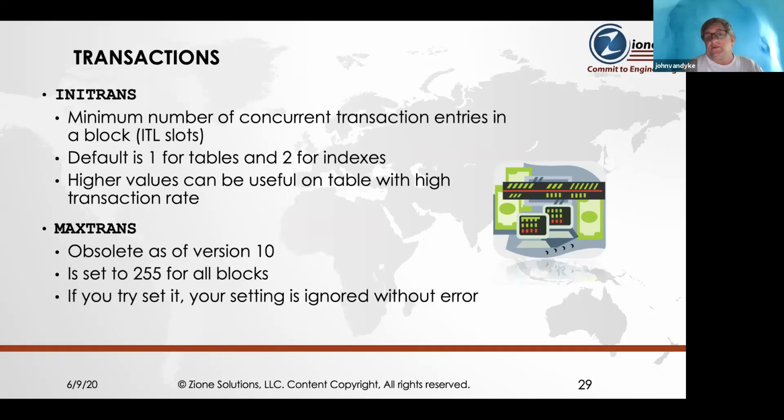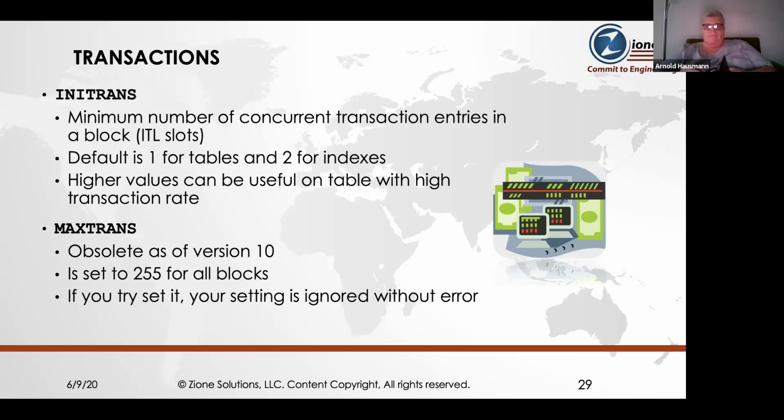Default is 1 for tables, 2 for indexes. The idea is that they know that indexes are likely to have more transactions per block, because there's lots more index entries per block than a table. And this, again, you might want to raise if you know that there's going to be a lot of transactions going on in your database. There's a very good chance that there's lots of transactions hitting the same table, hitting the same block at the same time. You might want to bump it up.